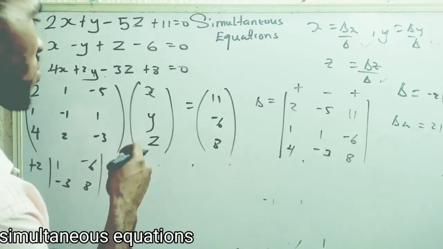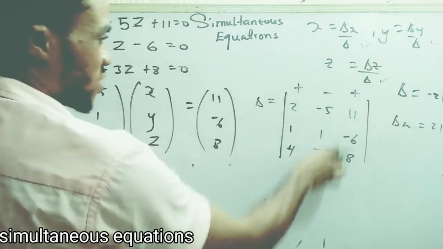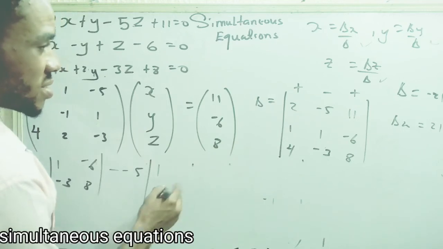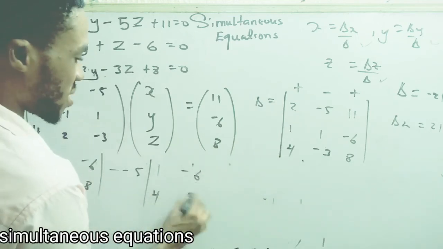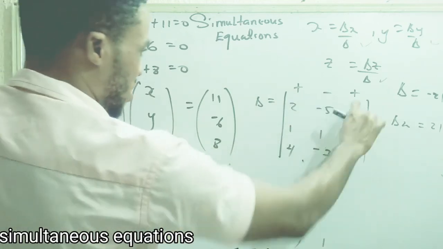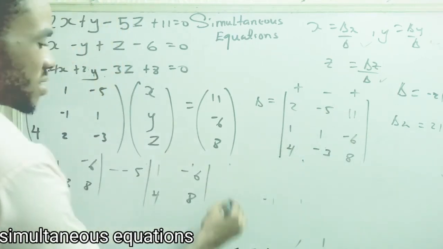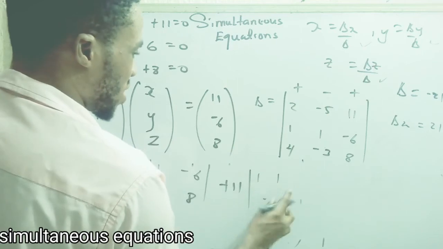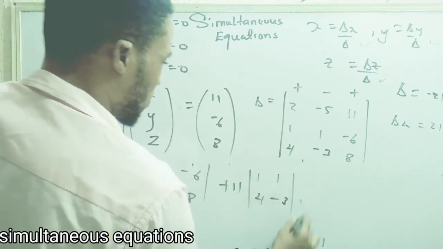Then I will have, when I pick the minus 5, this will go, this will go. So I have 1, 4. That's minus 6 and 8. That's together with this. That's 1, 4, minus 6, 8. Then picking the plus 11, this will go, this will go. I have 1, 1. Then I have 4, minus 4, 3.